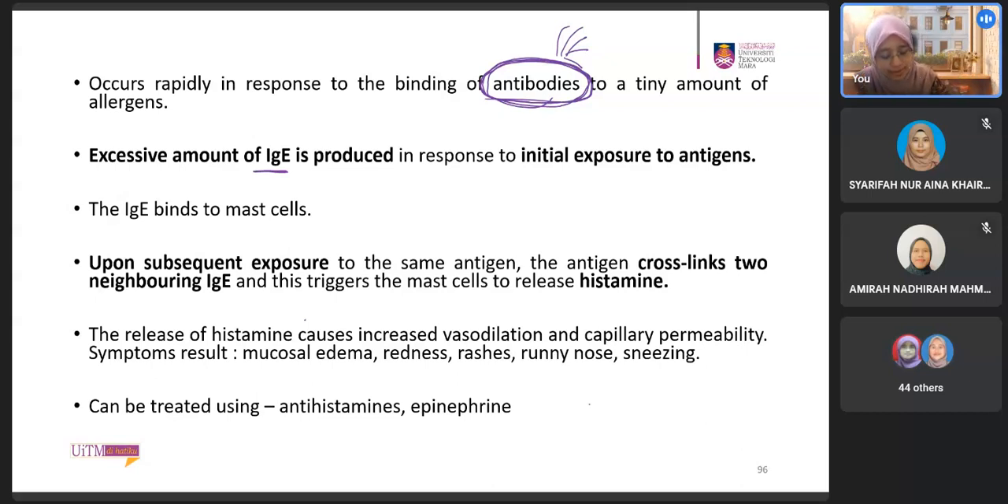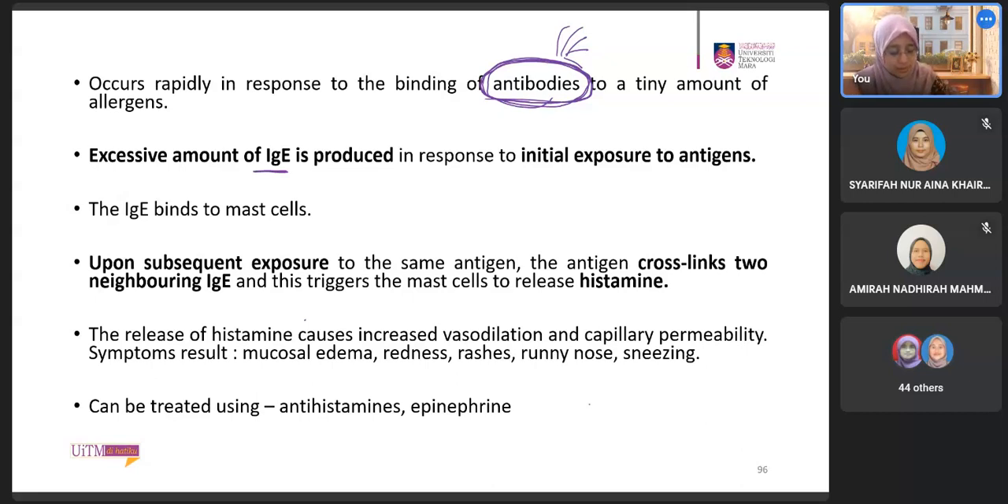Okay, excessive amount of IgE is produced, okay, in response to initial exposure to the antigen. So when you are exposed to the antigen for the first time, badan awak tak react lagi, cuma badan awak akan build or produce many of the IgE. Okay, so that is for the first encounter of the allergen. Badan awak tak react lagi. Okay, cuma badan awak akan menghasilkan dengan jumlah yang banyak IgE ni. Okay, so the IgE produced will bind to the mast cell. Mast cell ni cell of the host cell lah kan.